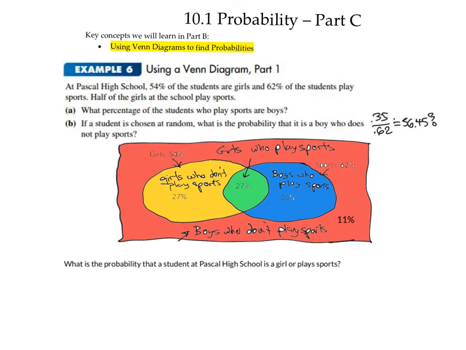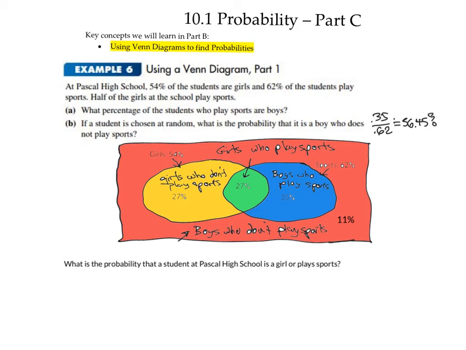So here's a new question. What's the probability that a student at Pascal High School is a girl or plays sports? Since we knew that 54% of the students are girls and 62% play sports, you might be tempted to add them.